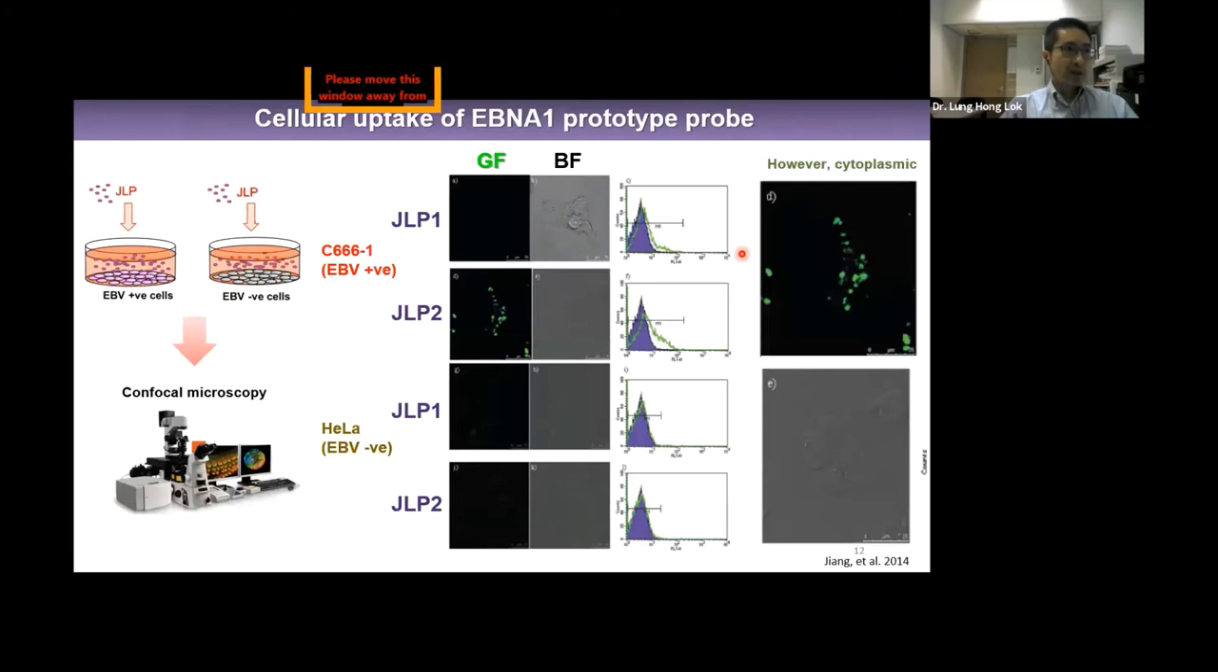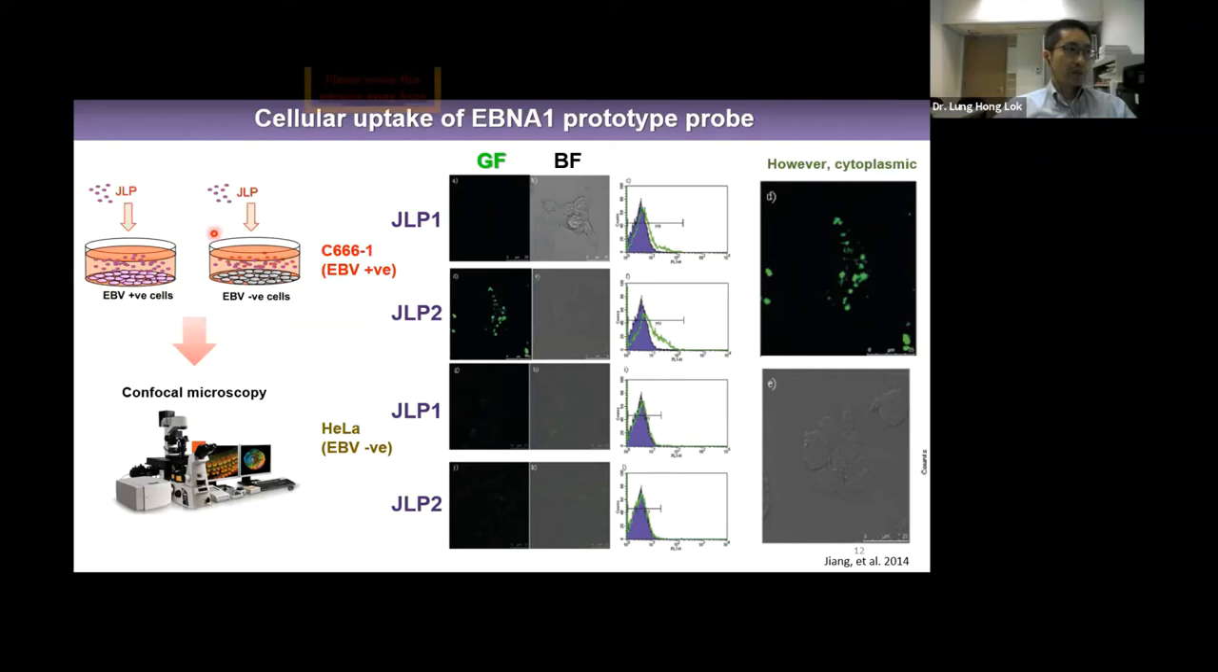So how about in the cell? Because ultimately we want to see whether the cell can successfully uptake JLP1 or JLP2. So we perform live imaging using confocal microscopy. Okay. So we do it in a culture dish. For one culture dish, we have the EBV positive cells, and in another culture dish we have the EBV negative cells. And then we added our JLP anti-EBV compound into the culture medium, okay? Because those are tumor cells, but they still need nutrients to grow. So usually for us to culture the tumor cell, we have to put them in culture medium, okay?